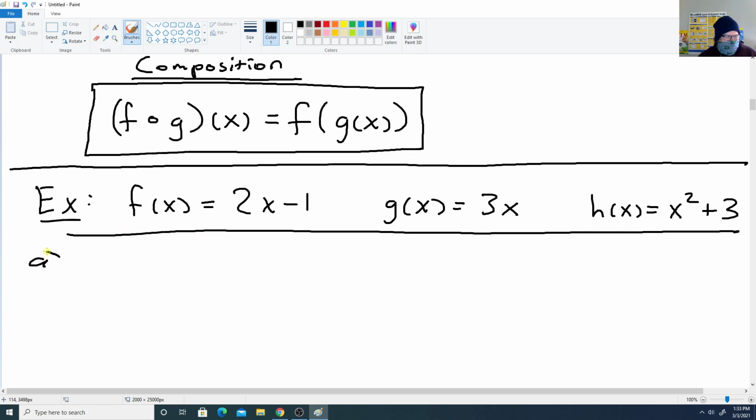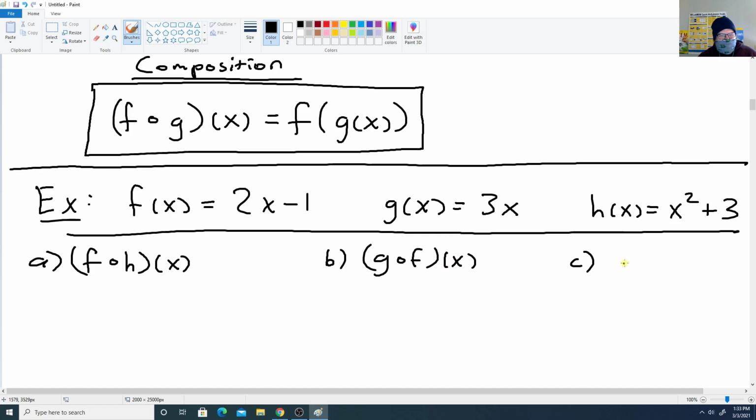I want to find part A, what is f composed of h evaluated at x. Part B, I want to find what is g composed of f of x. And part C, I want to know what's f composed of f of x.